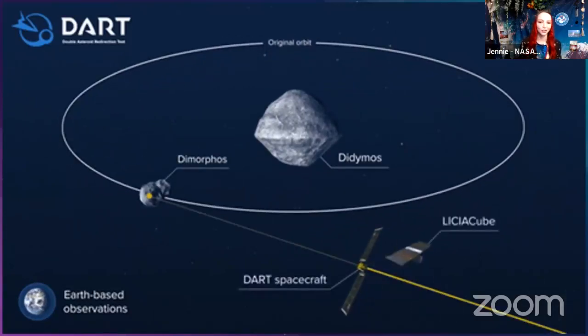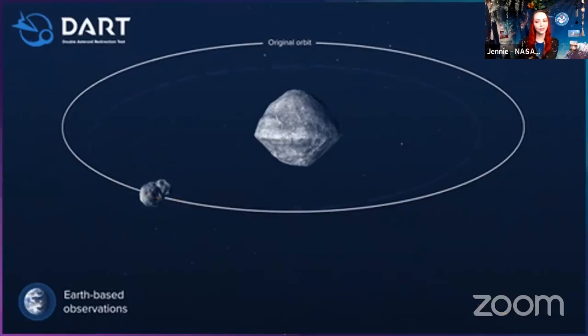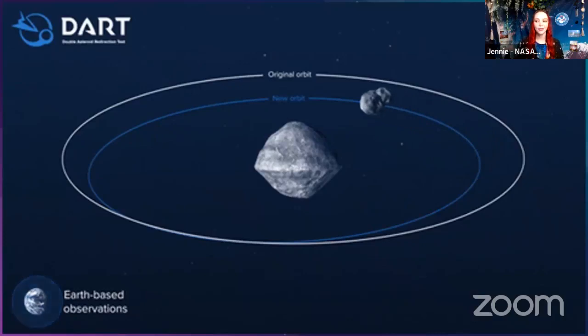It's drawn a lot larger in this picture here. So what it was doing was moving the asteroid, the little ones, closer to the bigger one. And by moving it closer, that means that we can prove this technology works to defend Earth.